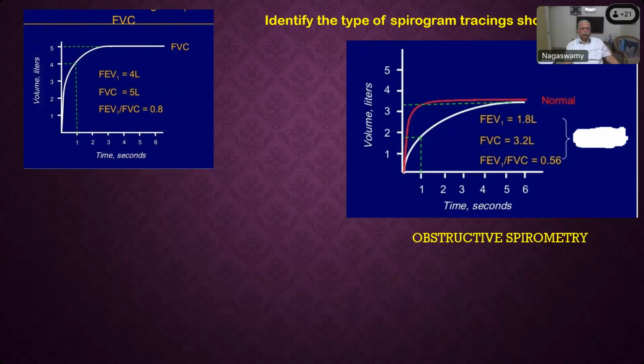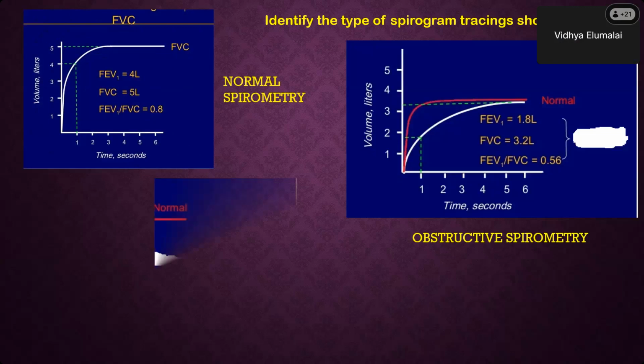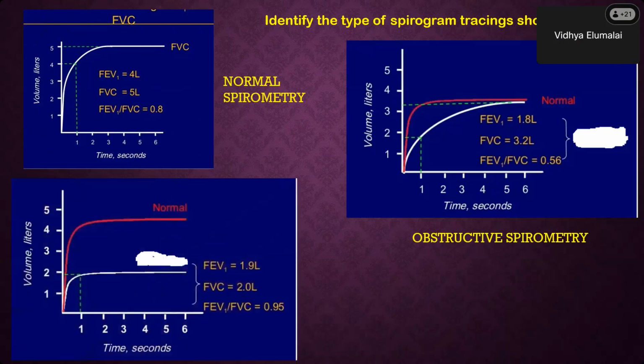Now here there is no other plot, only one curve is there. Now read this. FEV1 is 4 liters, FVC is 5 liters, and the ratio is 0.8. Normal, sir. It's a normal spirometry. Now here FEV1 is 1.9, but FVC is only 2 liters, and the FEV1 to FVC ratio is almost 0.95. Abnormal, restrictive pattern, sir. Restrictive. Total lung capacity.